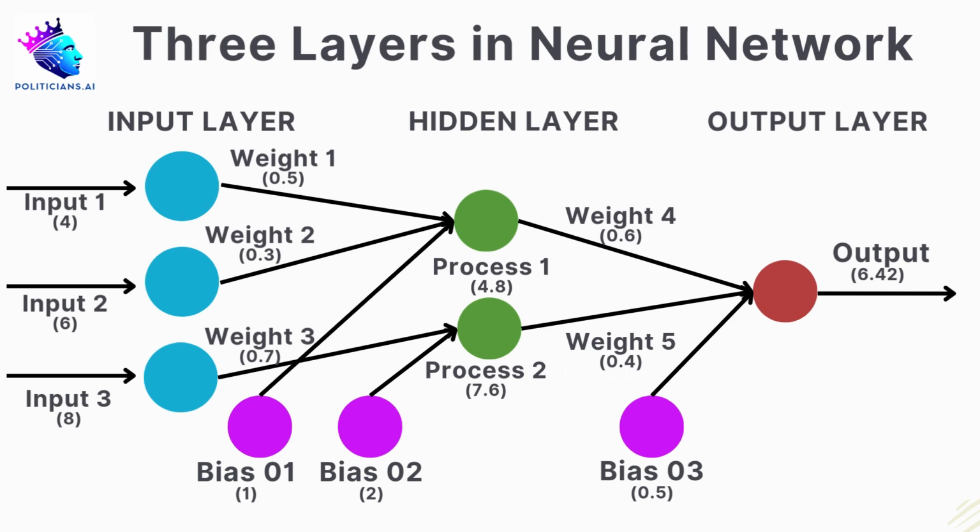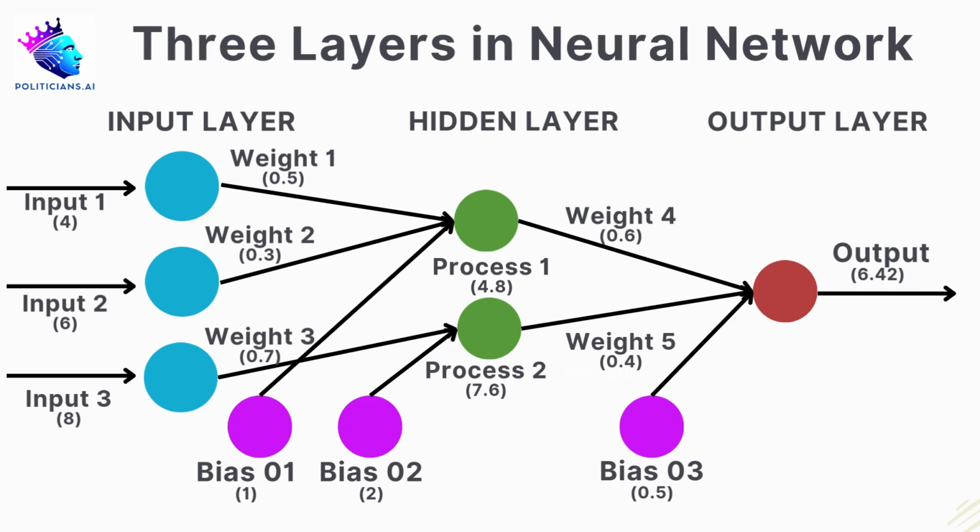Now, we'll calculate the outputs of process 1 and process 2. For process 1, hidden neuron 1. Input 1, 4, is multiplied by weight 1, 0.5. 4 times 0.5 is equal to 2. Input 2, 6, is multiplied by weight 2, 0.3. 6 times 0.3 is equal to 1.8. Now, we add bias 01 to the sum of these two values. 2 plus 1.8 plus 1 is equal to 4.8. So, the output of process 1 is 4.8.